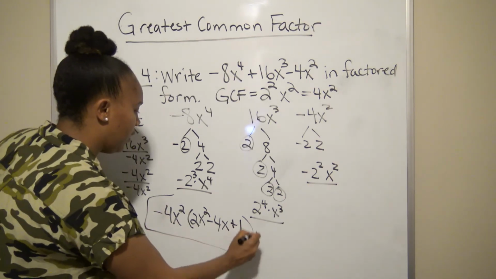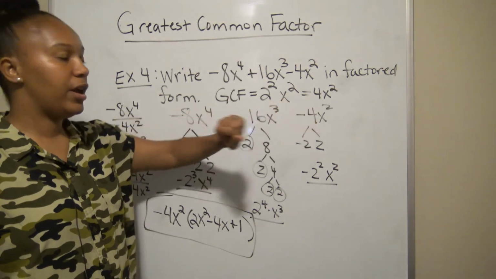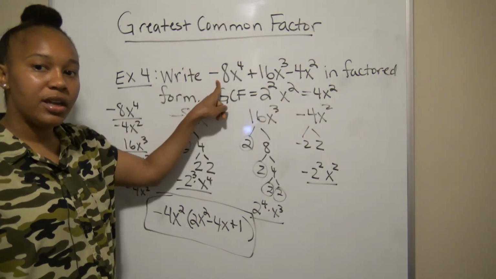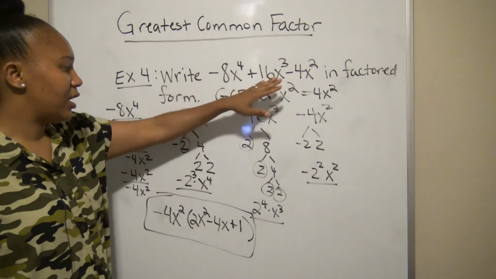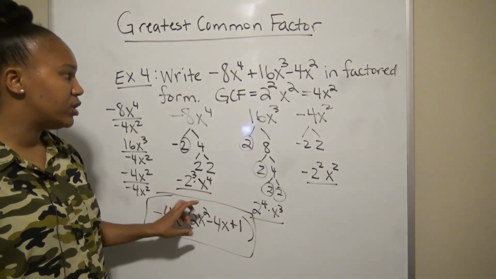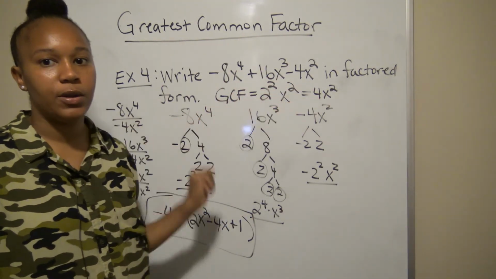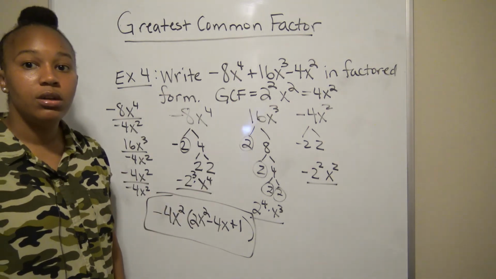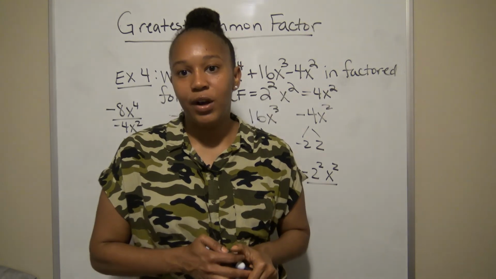So this would be your final solution. We found the GCF, which was 4x squared. Because this first term was negative, we pulled out a negative 4x squared. And if you take out a negative 4x squared, you're left with 2x squared minus 4x plus 1. How did we figure out what we're left with? We took each of these terms and divided it by what we were factoring out. And so that's how you would write that in factored form. This is how you would factor out the GCF. This is the first step of factoring.